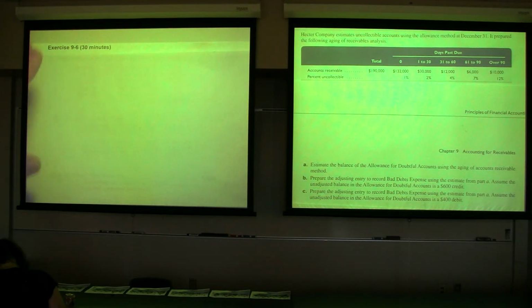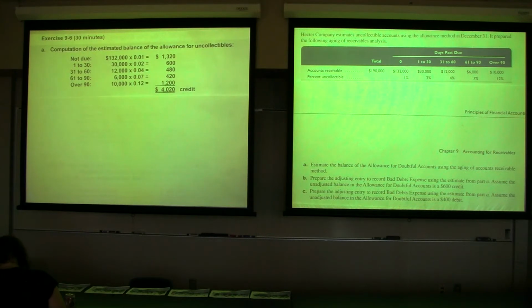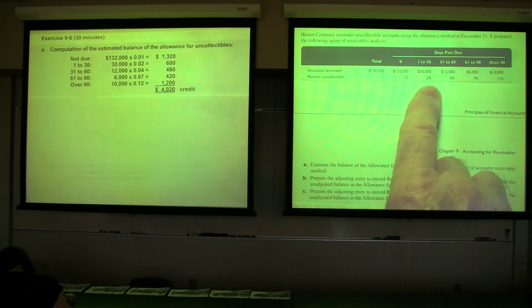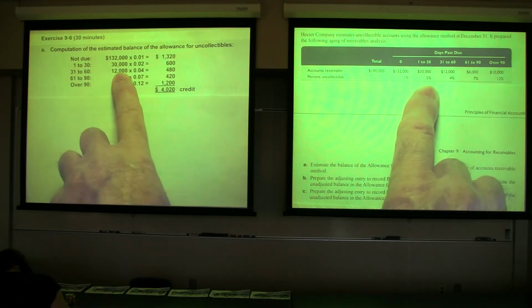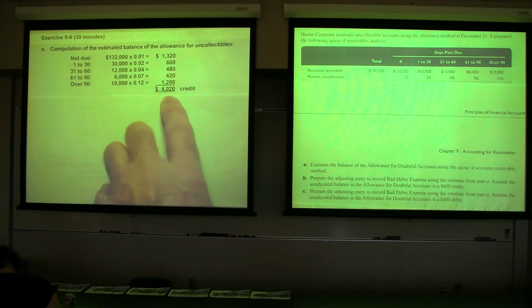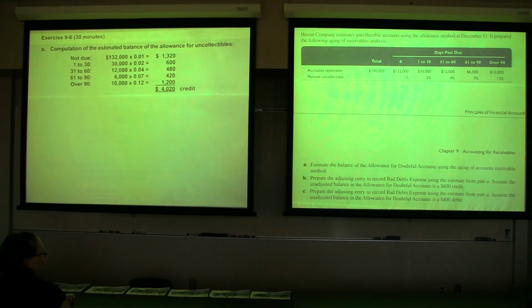So, is this what you guys got for a target? That sound about right? So here's 1% of the not yet due, 2% of the 1 to 30, 4% of the 31 to 60, and so forth, add them up. So that's your target, right? And then do the adjusting entry if there's a $600 credit, and do it a second time if there's a $400 debit.